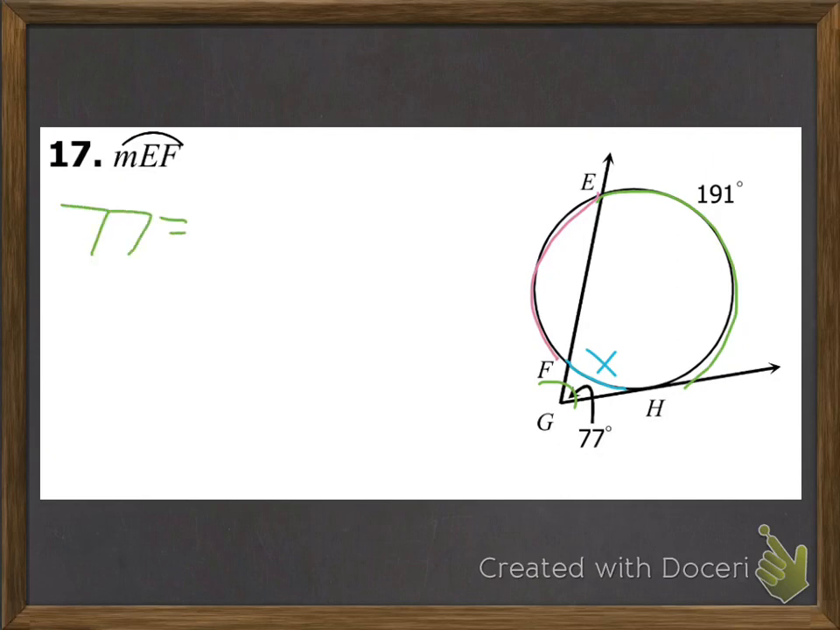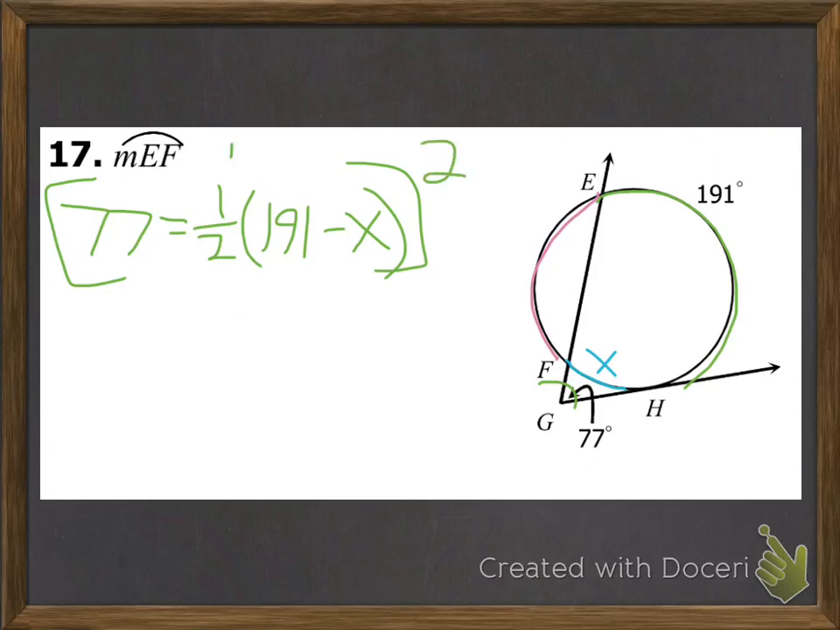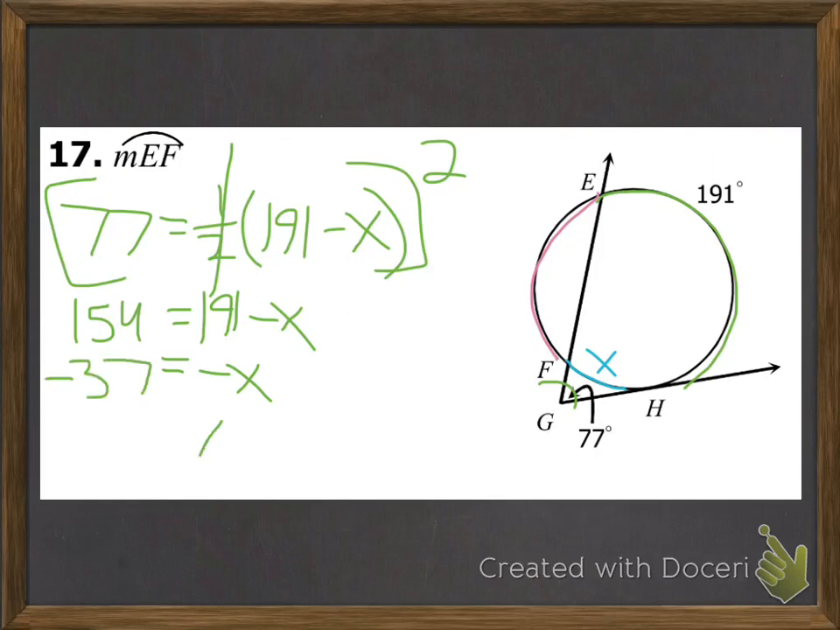So 77 is equal to 1/2 times, and then the bigger arc first, 191 minus x. Solve for x. But you want to get rid of that 1/2. 2 times 1/2, it goes away. 2 times 77 is 154 equals 191 minus x. Subtract 191 from both sides, and you have negative x, and that's going to be equal to 37. And then divide by -1, and x will be equal to positive 37.